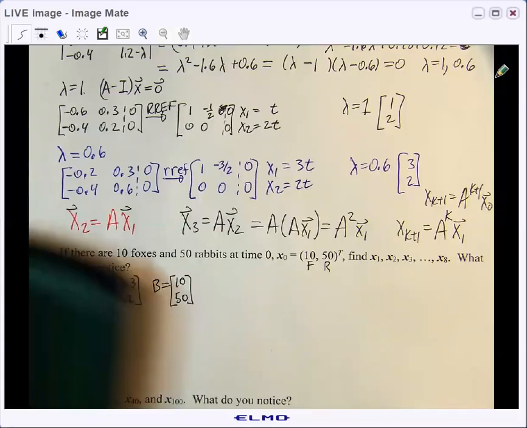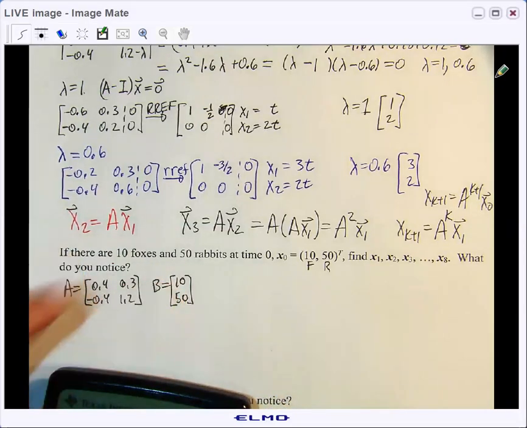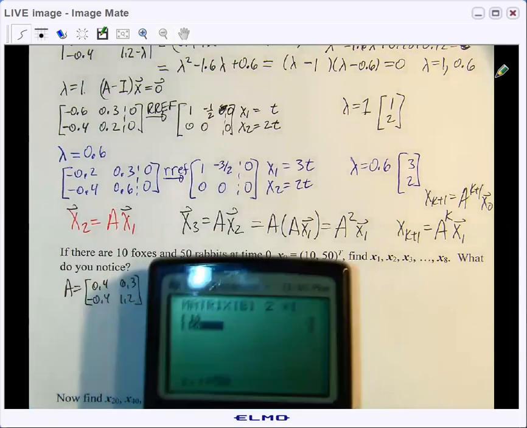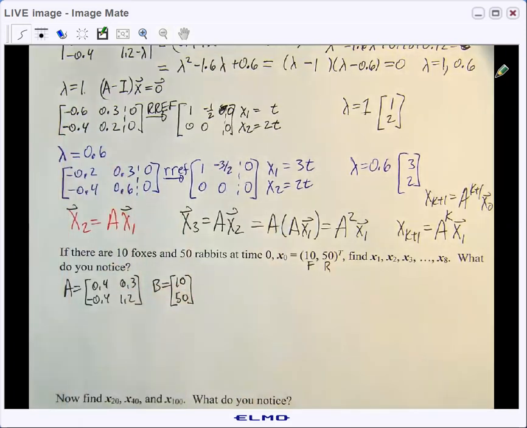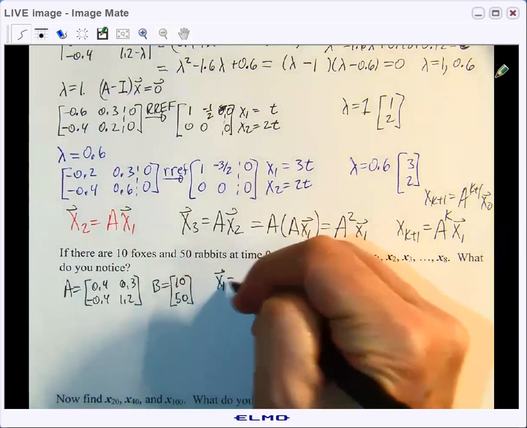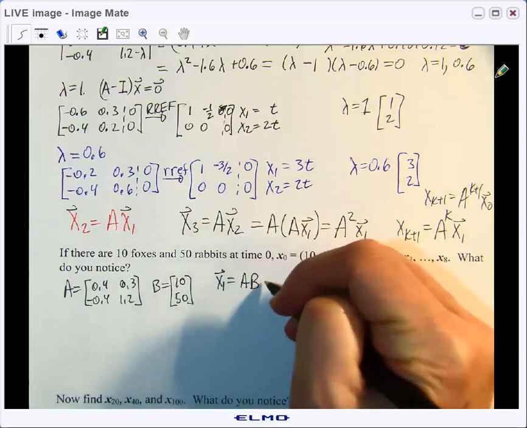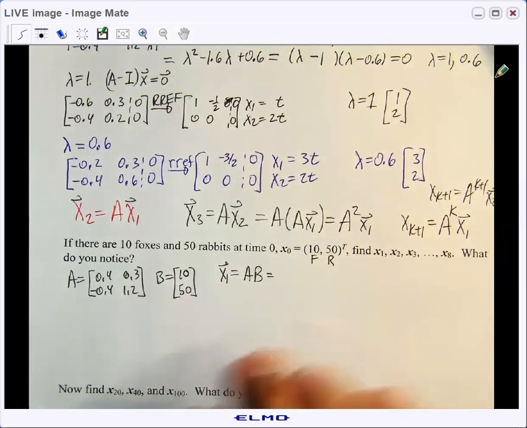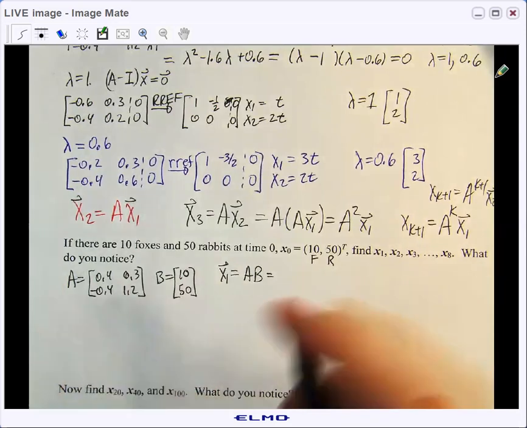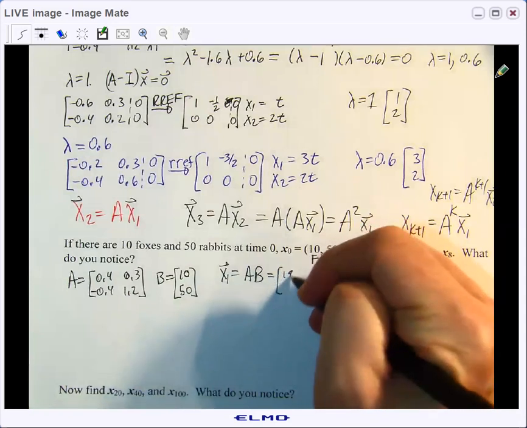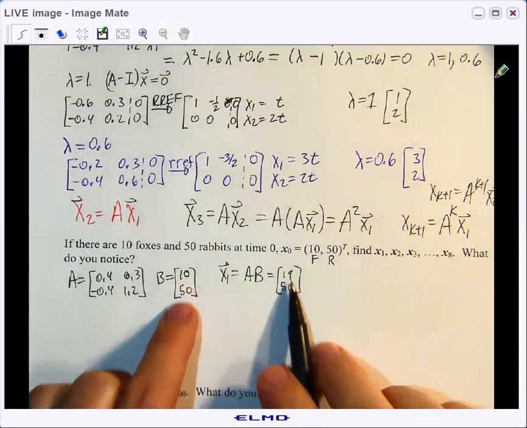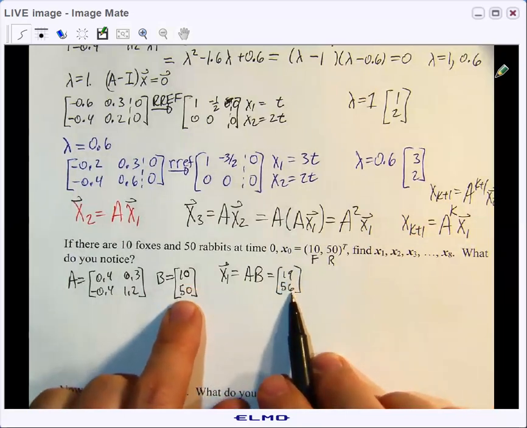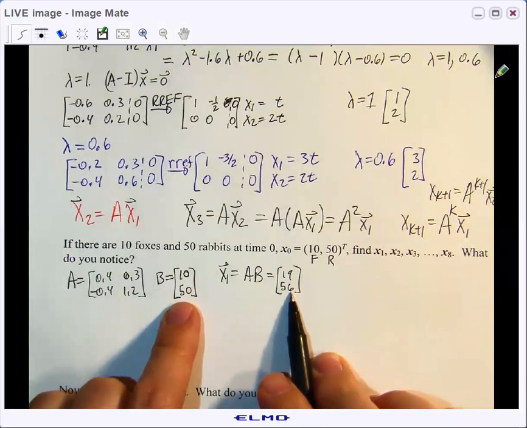All right, so I have this in as my A matrix, that in as my B matrix. You can see that here on my calculator. And if I avoid the glare, x sub 1 would be A times B, which, let's go ahead and calculate with our calculator, is going to be 19 and 56. So we'll see that the number of foxes jumped quite a bit because there were plenty of rabbits to eat, and the number of rabbits increased a bit as well.